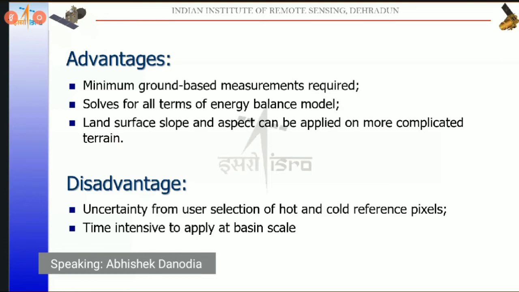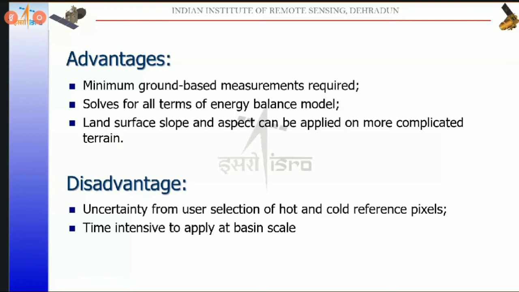A specific disadvantage of this kind of model: one is the uncertainty from the user selection of hot and cold reference pixels. This is the most difficult task. Once you counter this particular part, then you can easily and most precisely calculate the crop transpiration of all kinds of energy balance components of the particular model.